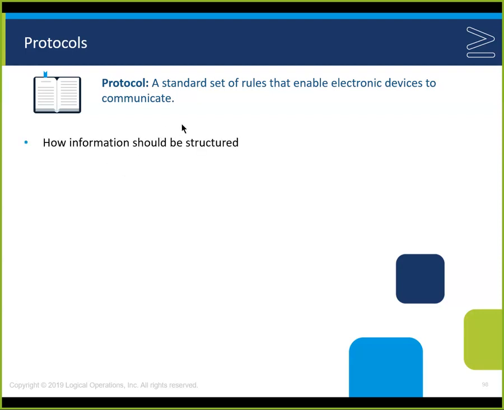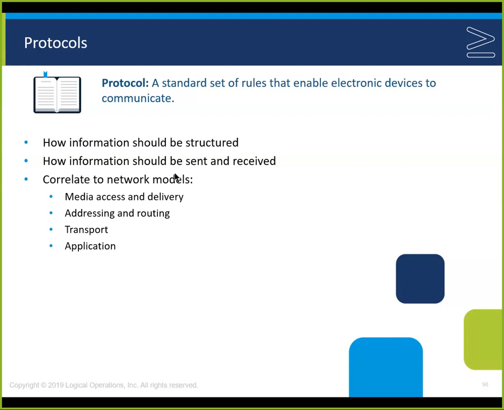The protocol, how the information should be structured when we do this, and how it should be sent and received. Just again, a set of rules. How are we going to do these things? Hopefully it's going to correlate to the network models. The media access and delivery: how are we going to get access to the media? CSMA/CD, if we're on a bus system, or the token, if we're on a token ring. Fast Ethernet, not so much of a problem because it's going to be a full duplex system.